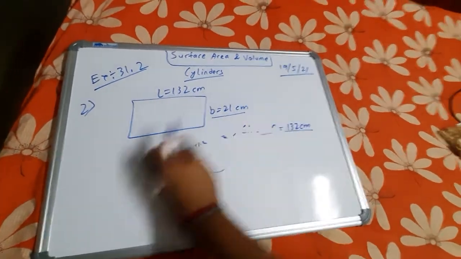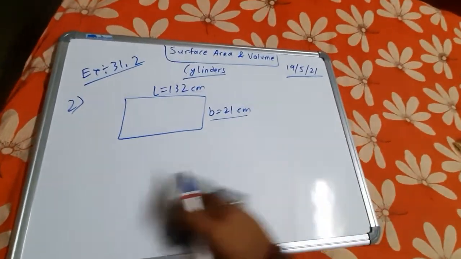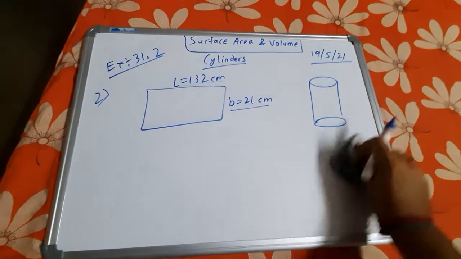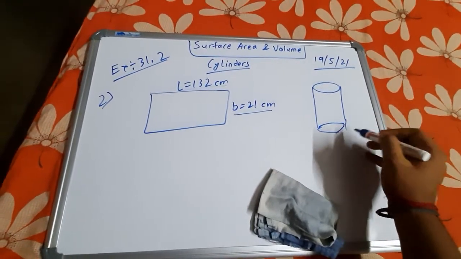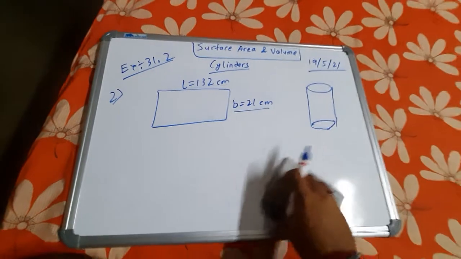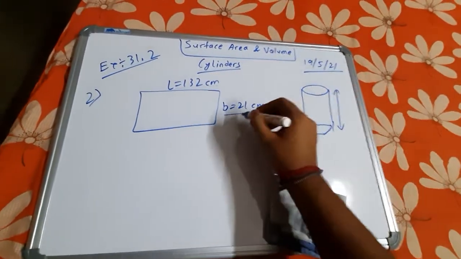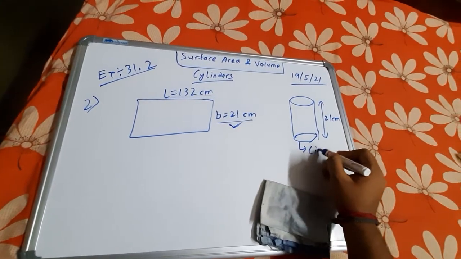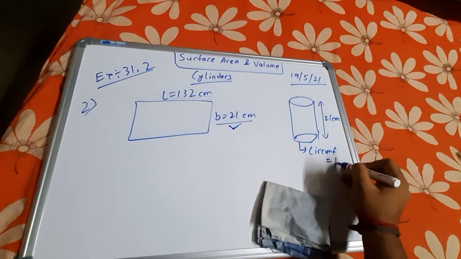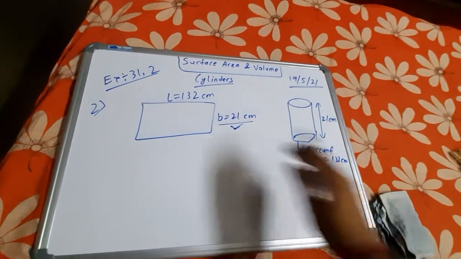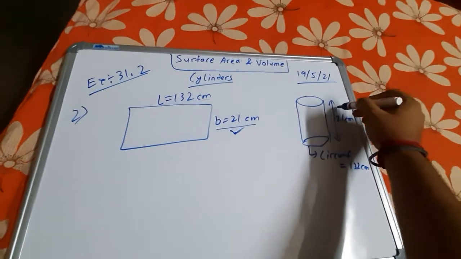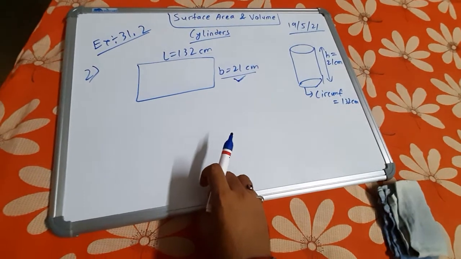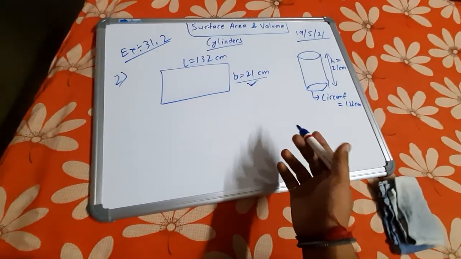That's it. Okay, let's draw a clear diagram for this one. See over here, this is the cylinder. By forming a cylinder like that, the height will be 21 centimeter, and the circumference will be equal to 132 centimeter. The length is becoming the circumference, and the height is 21 centimeter. Now they have asked you to find the total surface area of the cylinder.